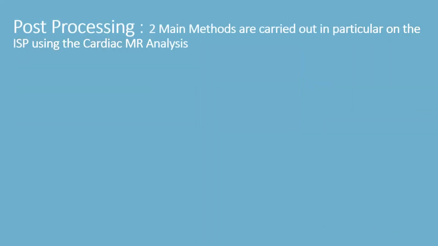For the post-processing, there are two main methods carried out in particular on the ESP and space when using cardiac MR analysis. The aim of these two methods is to calculate the ejection fraction of the left ventricle and the right ventricle by comparing the cardiac volume in diastole and systole, as well as several resultant ratios, for example the cardiac mass. Here for the Philips users, you know that this application is dedicated to cardiac MR analysis.